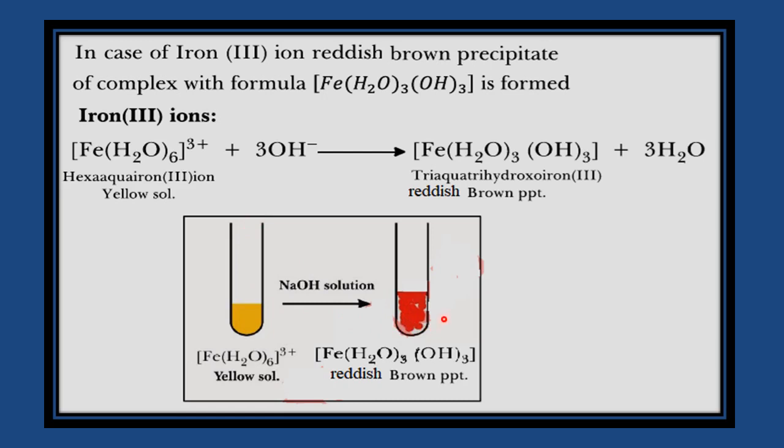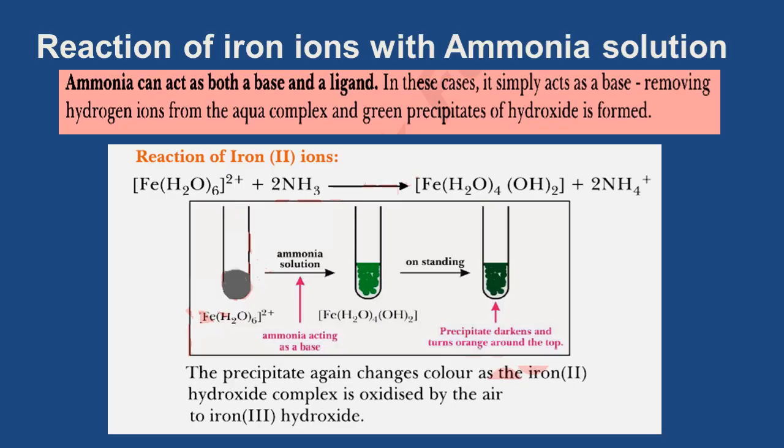Students, now we are going to discuss the reaction of these iron ions, means iron 2 ions and iron 3 ions, with ammonia solution. Now students, keep in mind that we are going to discuss ammonia as a base and going to discuss the reaction just like the hydroxyl ions. But ammonia can act both as a base and as a ligand. When it is going to act as a base, it is going to abstract the protons from water molecules which are attached in this complex as a ligand.